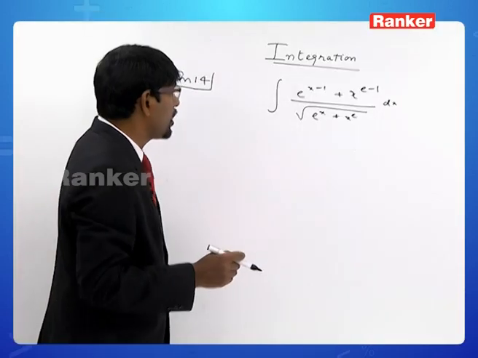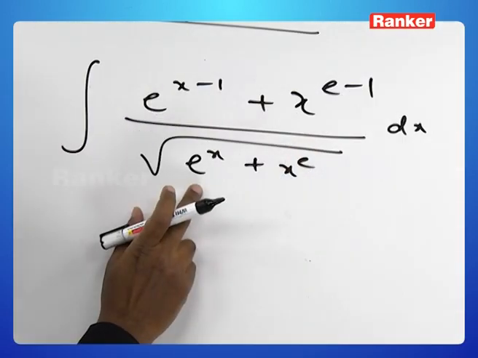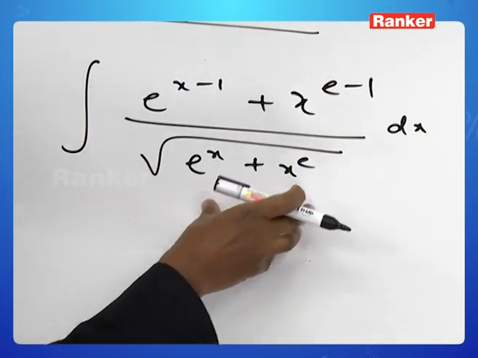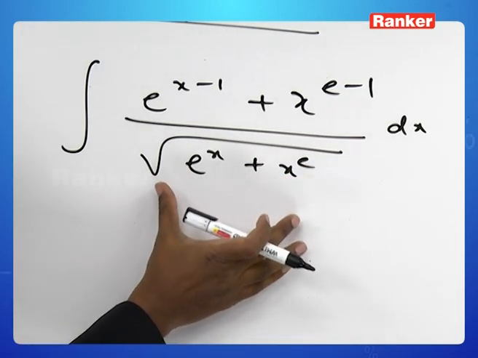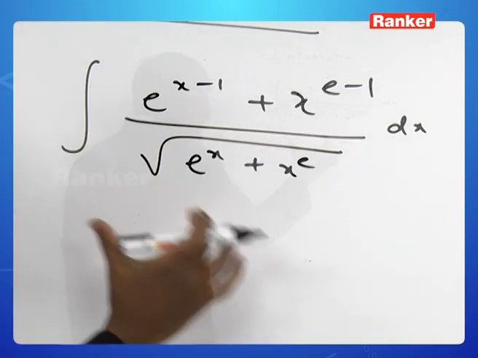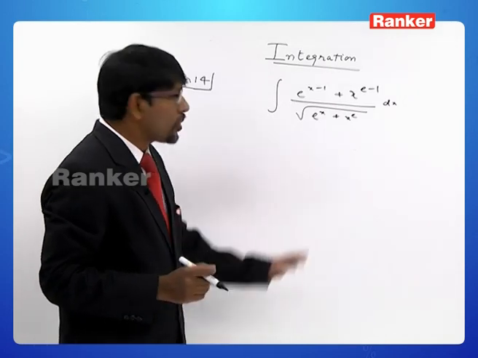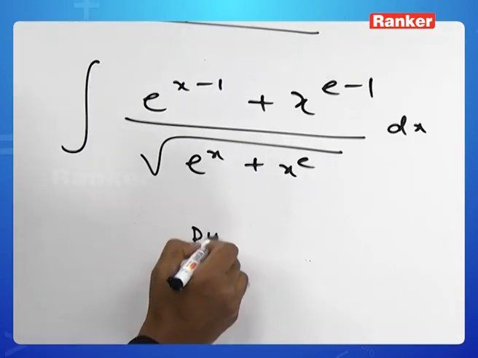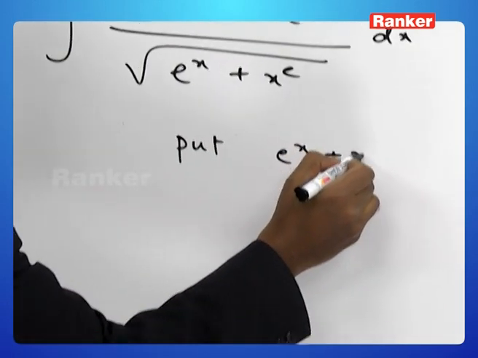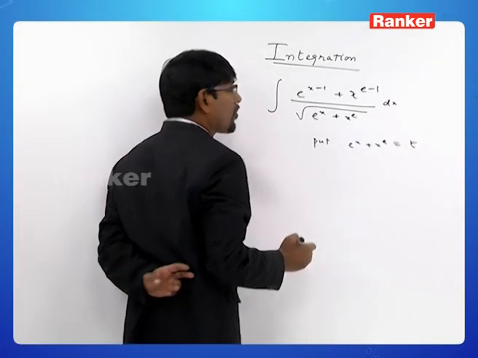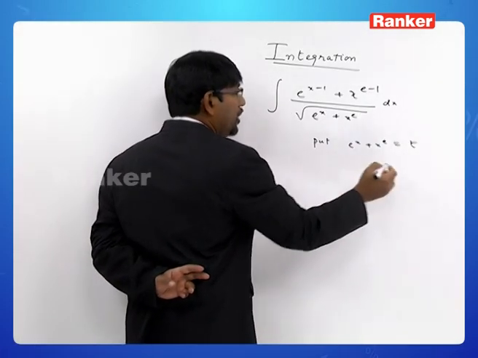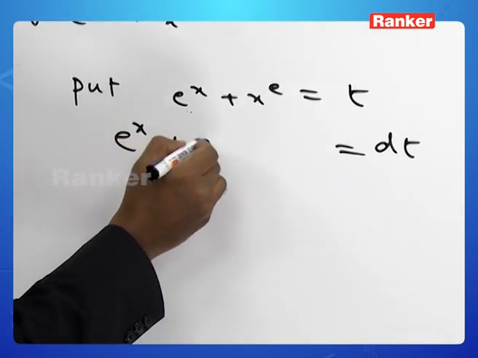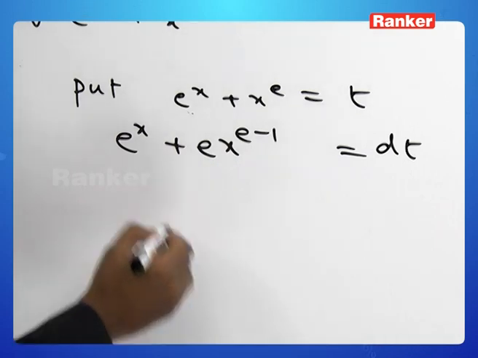See, let us see how this can be done. Generally, when you have an integrand in this form, the one which is appearing to be more complex is this part, which is involving the third part. So, we will put e power x plus x power e as some t. Put e power x plus x power e is t. Then when you are differentiating, so what do you get? dt is equal to e power x plus e into x power e minus 1 dx.